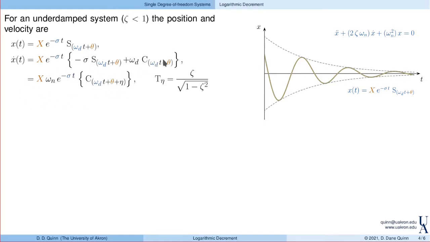So when you go through the math, you end up finding that this term in brackets is omega n times cosine of omega d t plus theta. And then there's an additional phase shift, eta, that's given here. So there's some algebra involved in this. But what I really want you to focus on is that the harmonic function is just a cosine with an argument that has frequency omega d.